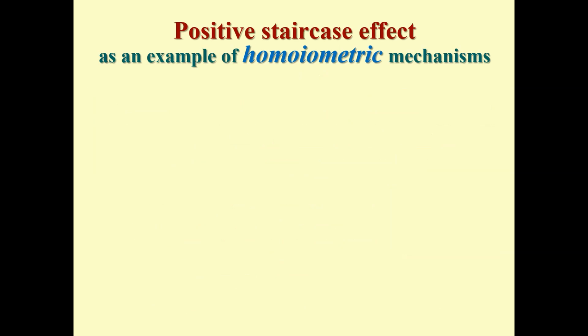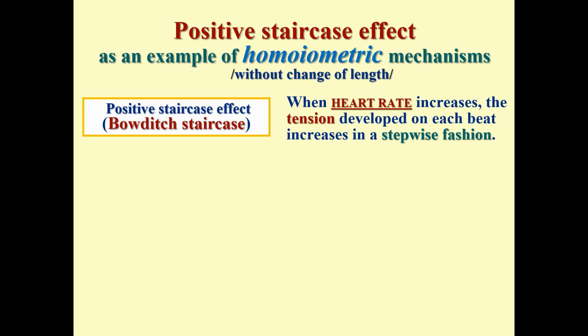Now, let's look at the homeometric mechanisms of the heart regulation. And the best example is the positive staircase effect. Let's see what this is. First, let's recall homeometric means the same length, without change of length, but something different is changed. When heart rate increases, from a certain level of heart rate, the tension developed with each contraction becomes progressively higher and higher, of course, until a certain reasonable limit. And this increase goes in a stepwise fashion. That's why it's called staircase effect.